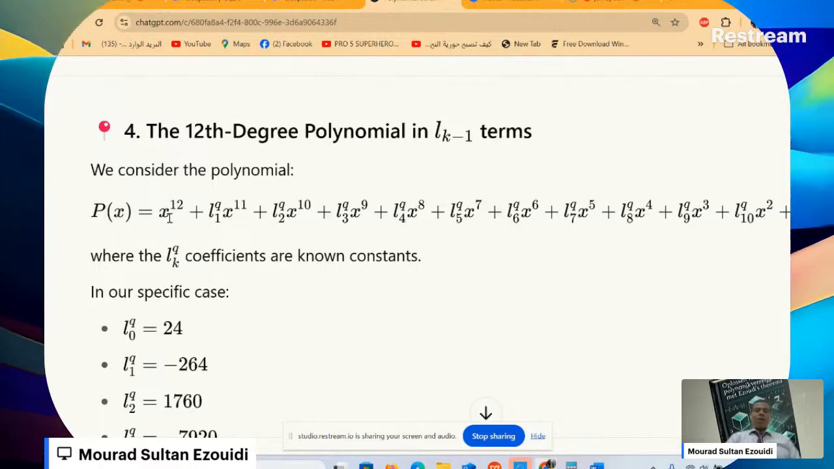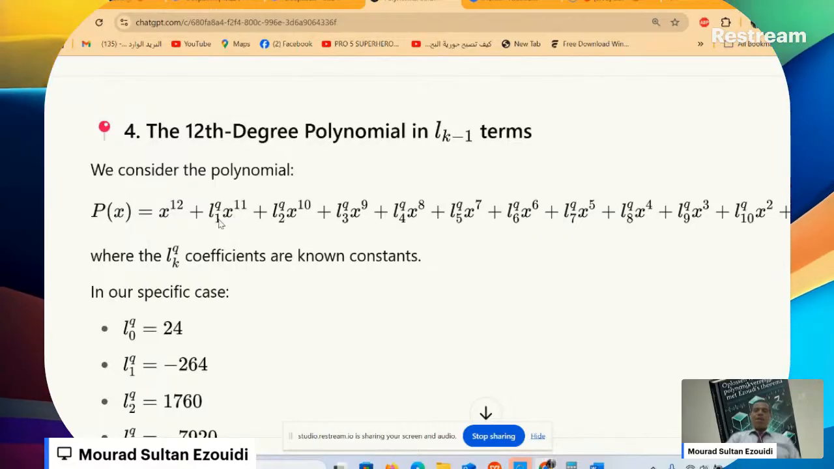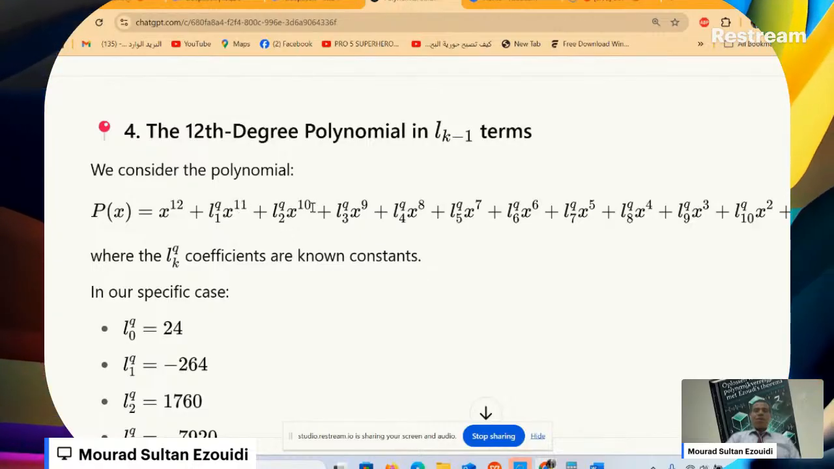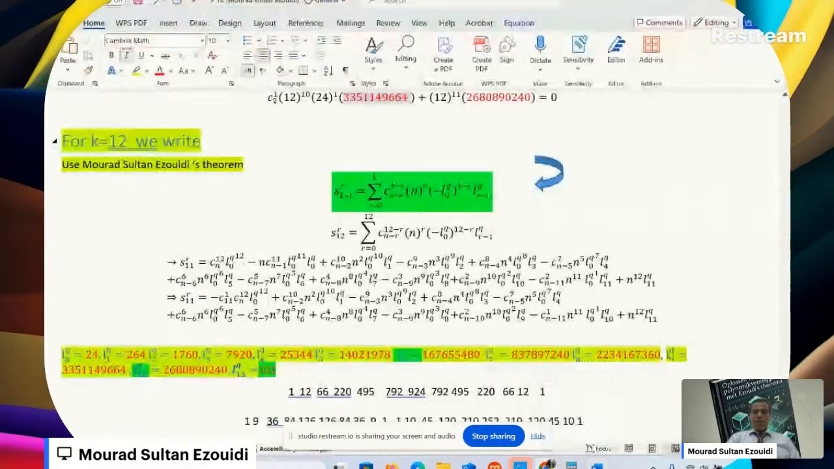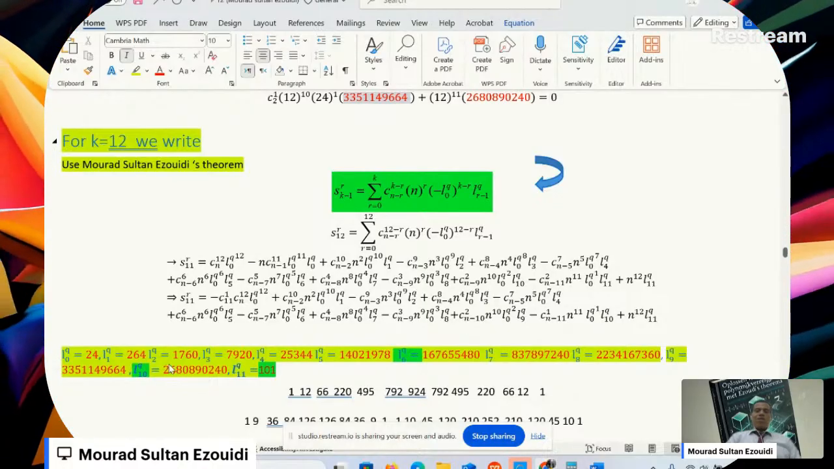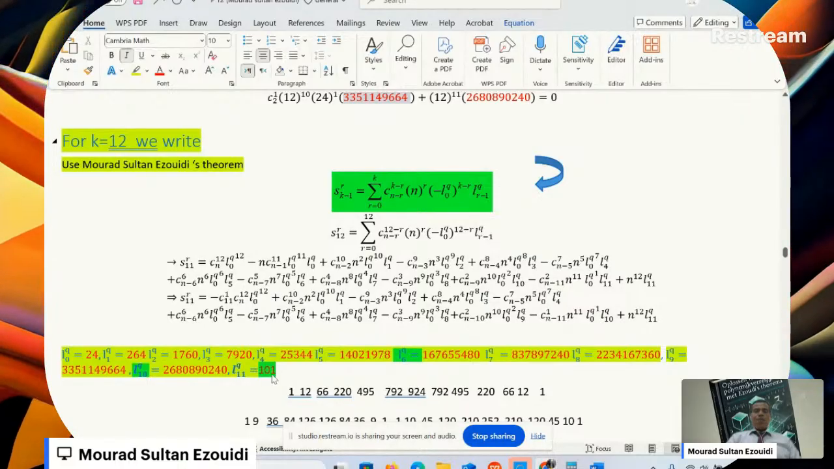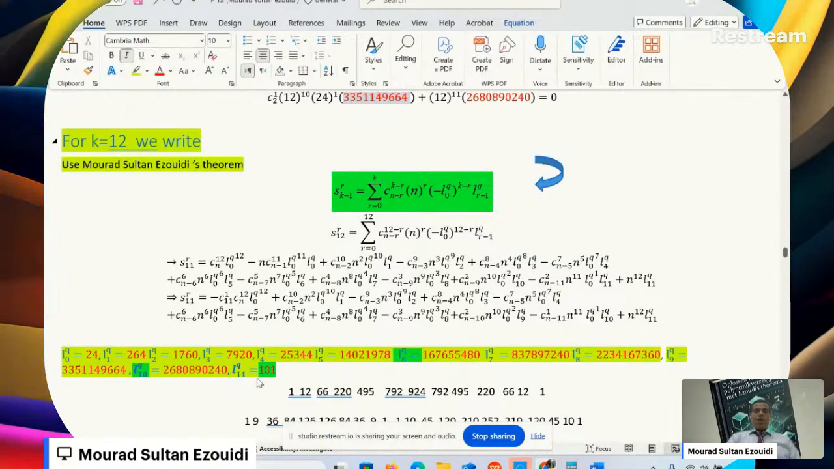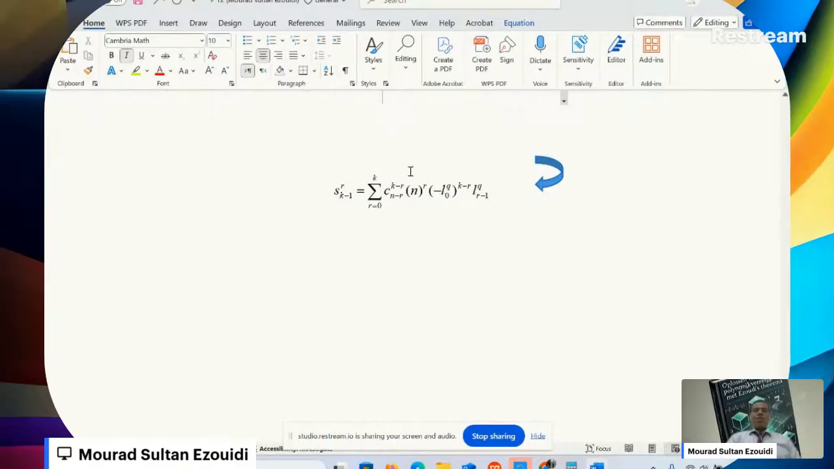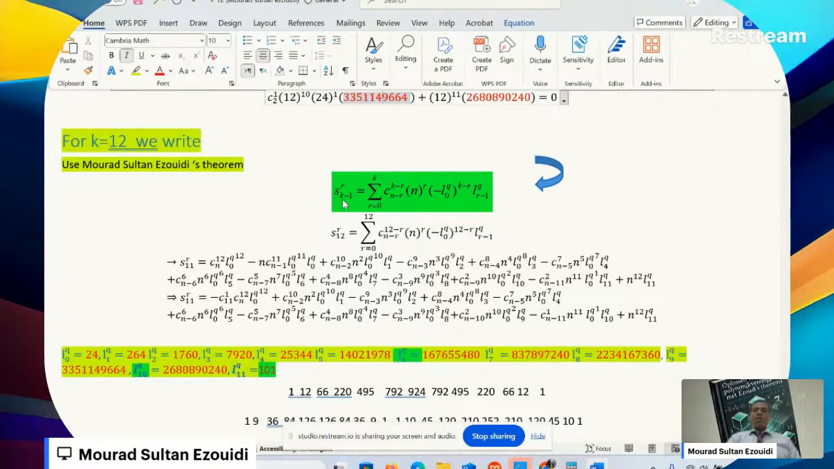We have P of x equal to x raised to the power 12 plus L0 x raised to the power 11 minus L1 x raised to the power 10, and so on. These are the coefficients: L0 is 24, L1 is 264, L2 is 1760, up to L11 is 101. Here we'll use the Ezouidi theorem. This is the Ezouidi theorem, generalized for any n-degree polynomial equation.